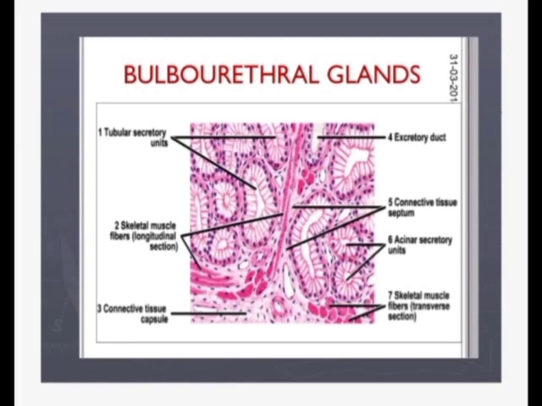The gland substance is divided into lobules because the capsule sends septa inside. These septa are composed of fibrous connective tissue containing the elastic fibers and the smooth muscles, also some skeletal muscles. The secretory portions of the bulbourethral glands may be tubular or alveolar or in the form of cyst-like dilatations.